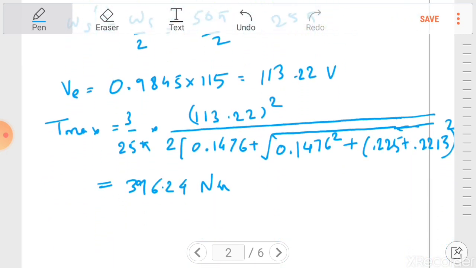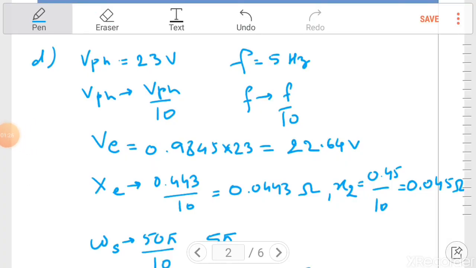Effective voltage will be 113.22 volt, as in the case of option B. Then put this value in the maximum torque formula, 3 by omega s multiplied by V square divided by 2 multiplied by the bracket Re, which will remain the same, plus under root of Re square plus (Xe plus X2) whole square. The maximum torque results in 396.24 Newton meter.